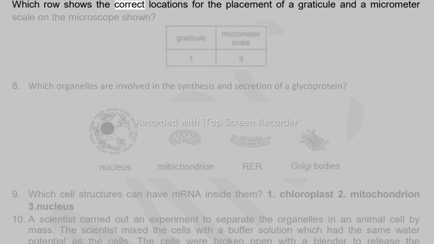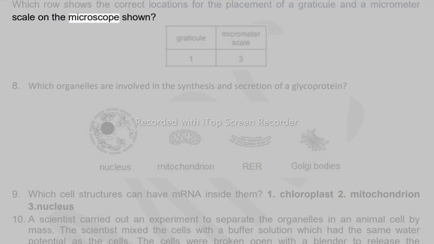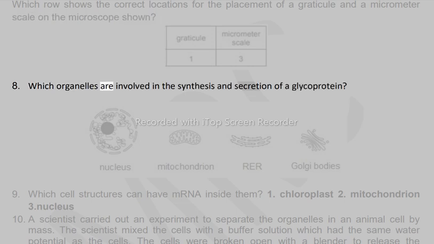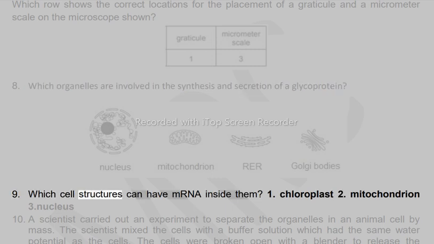Which row shows the correct locations for the placement of a graticule and a micrometer scale on the microscope shown? 8. Which organelles are involved in the synthesis and secretion of a glycoprotein? 9. Which cell structures can have mRNA inside them? 1. Chloroplast. 2. Mitochondrion. 3. Nucleus.